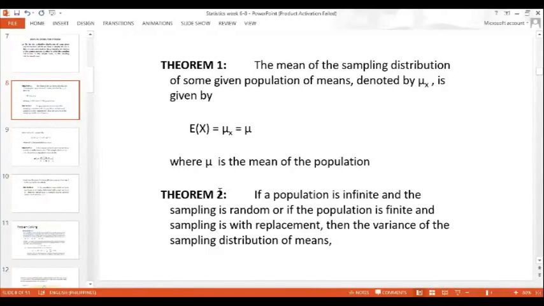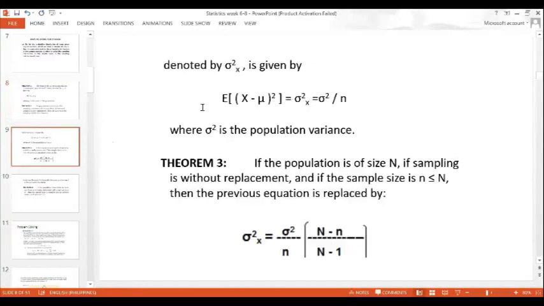And yung next naman natin is for the theorem 2. Dito naman is meron tayong ginagamitan ng variance or yung population variance natin. Pero for the theorem 2, the population is infinite and we have the sampling is random, or if the sample is finite and the sampling is with replacement. So ito yung for the sampling natin na with replacement. And kung paano tayo kumuha ng population variance, where we have yung variance as sigma squared over n. Or kapag standard deviation naman yung kunin natin, i-square root lang natin siya.